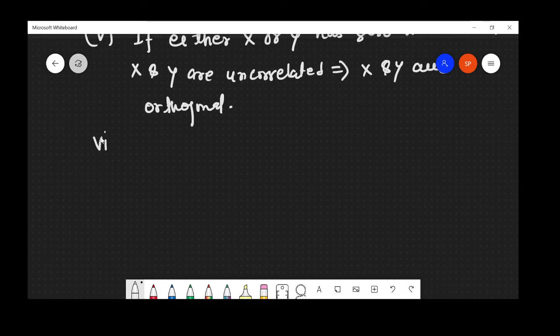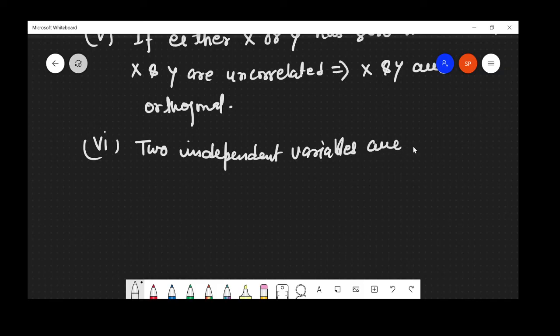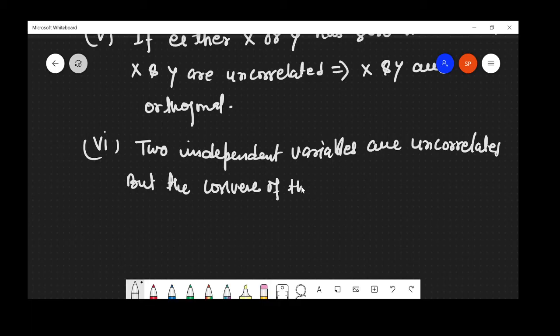Now the sixth one is what? Two independent variables are uncorrelated, but the converse of this theorem is not true.